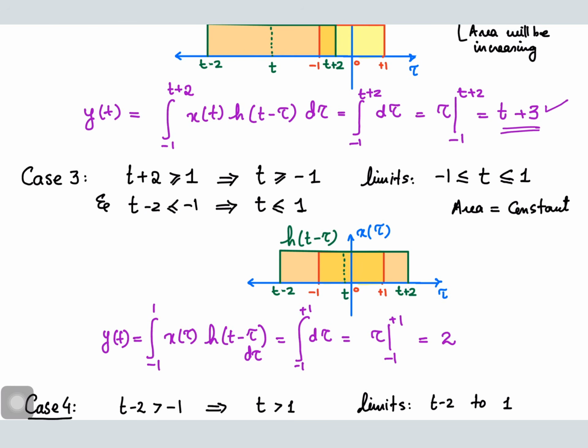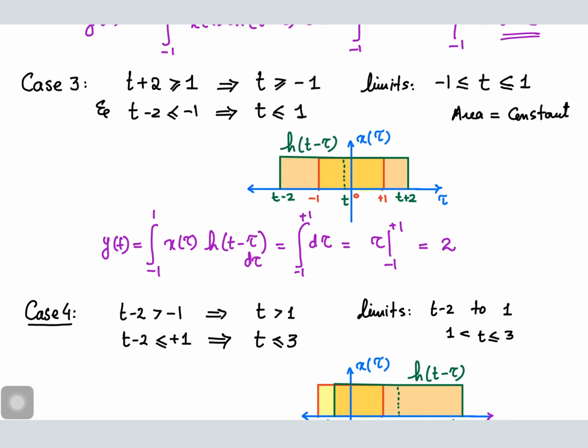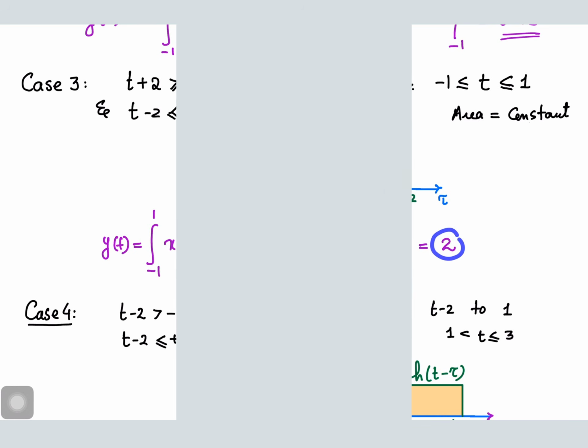So when t is between -1 and 1, we have the overlap of the two signals, and the area overlap is constant. This is our third case. How do we work it out mathematically? The product of x of tau into h of t minus tau is integrated from -1 to 1, because our overlap is in this interval from -1 to 1, and the area overlap in this interval is constant while h of t minus tau moves onward with the update of the time. So that is equal to the constant area overlap.